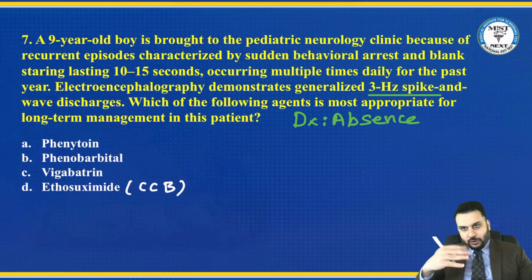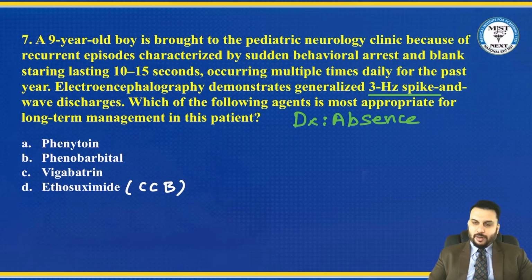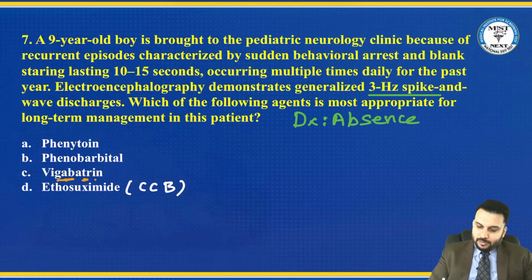Vigabatrin increases GABA by blocking one enzyme called GABA transaminase. There is an enzyme that breaks down GABA. What is that enzyme? GABA transaminase. So if the enzyme is there, GABA will become less. So this drug will block that. The name itself teaches us that it is a GABA transaminase inhibitor, T for transaminase inhibitor.